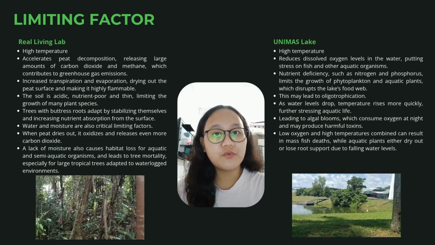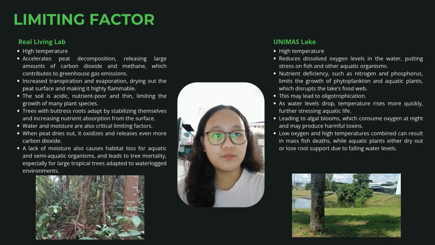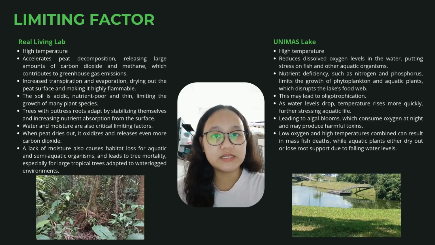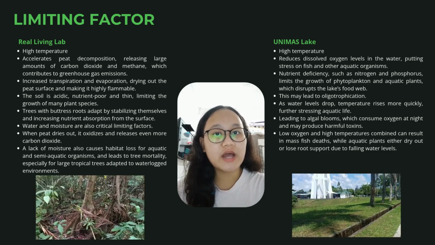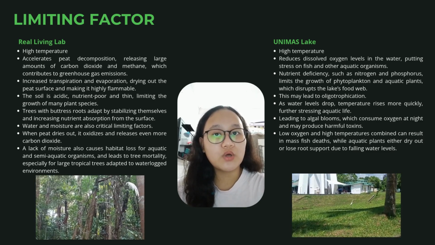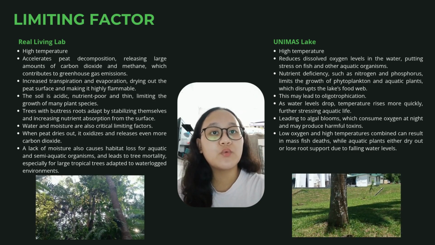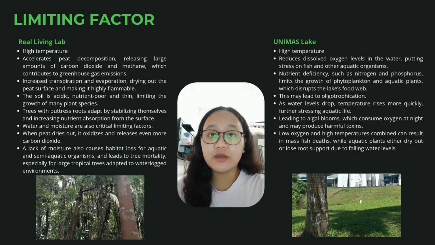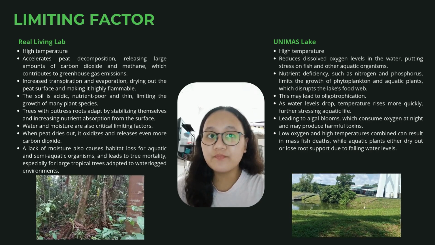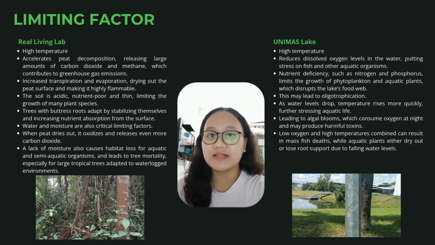The concentration of pollutants and nutrients increases, possibly leading to algal bloom, which consumes oxygen at night and may produce harmful toxins. Low oxygen and high temperatures combined can result in mass fish death, while aquatic plants either dry out or lose root support due to falling water levels. In both ecosystems, these limiting factors directly impact biodiversity, ecological balance, and the sustainability of the habitat.